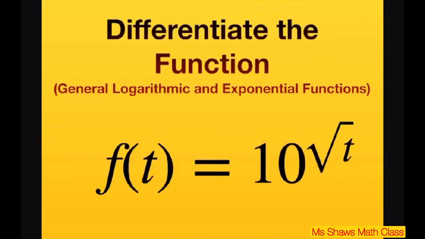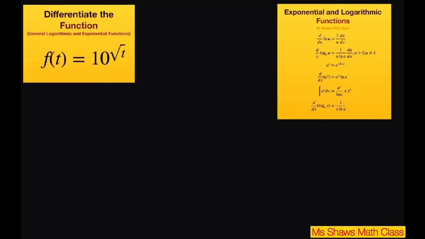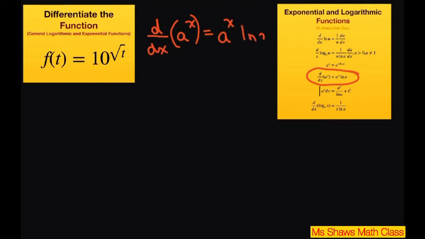Everyone, we're going to differentiate the function f of t equals 10 to the square root of t power. All right, we're going to use this formula here. So I'm going to write it a little bigger. When you differentiate with respect to x of some a to the x power, that's going to be a to the x times ln of a. And then since we're going to also have to differentiate that, so let's get started.